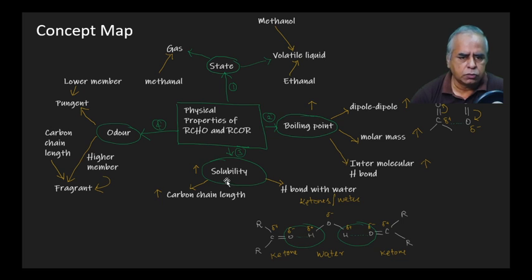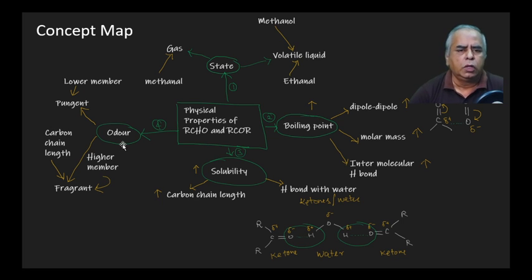Similarly, in the case of solubility, with the increase of carbon chain length, the solubility with regard to water decreases. So I should have put a downward arrow for water solubility. For non-polar solubility, it increases. So it indicates that with the increase of carbon chain length, solubility in non-polar compounds will be increasing, but in the case of water solubility, it decreases.